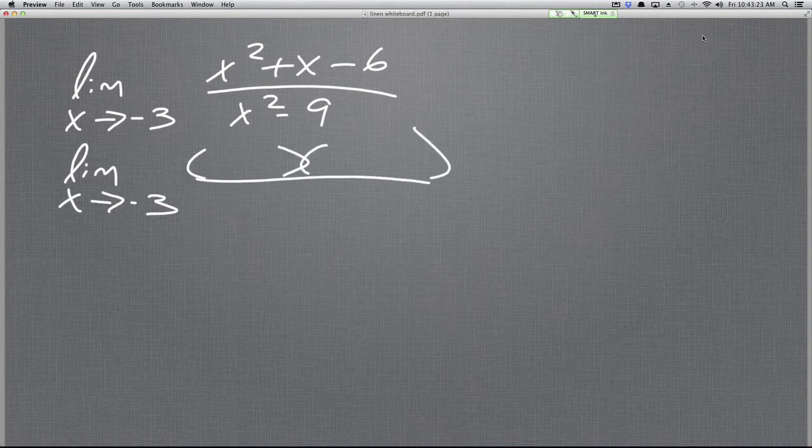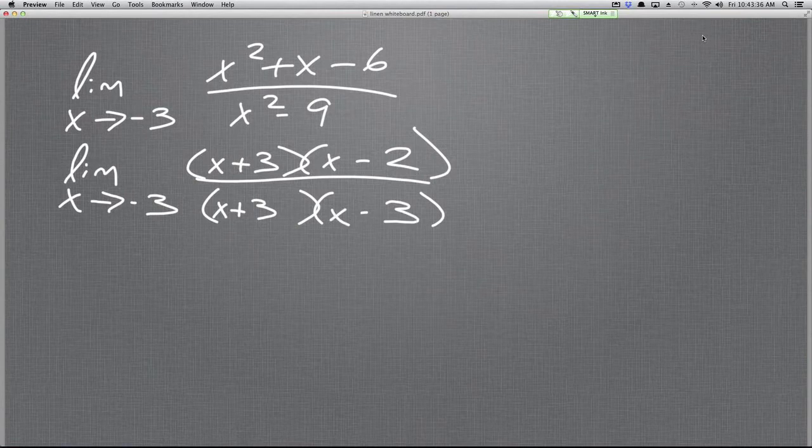All right, how does that top factor? x plus 3, x minus 2. How does the denominator factor? x plus 3, x minus 3. The x plus 3's cancel.